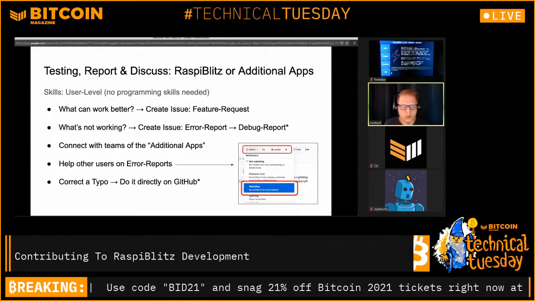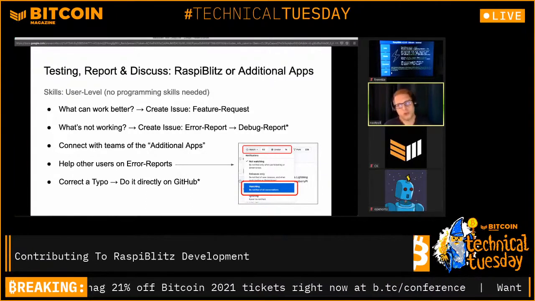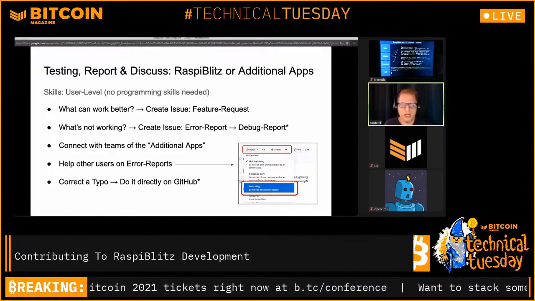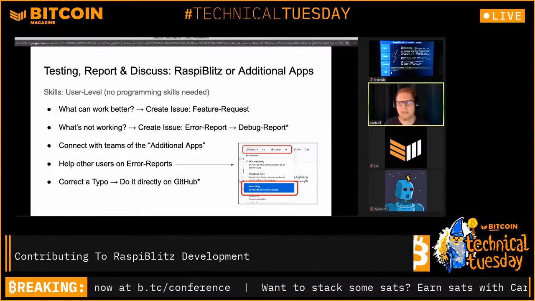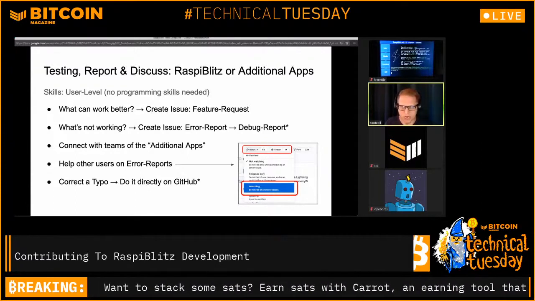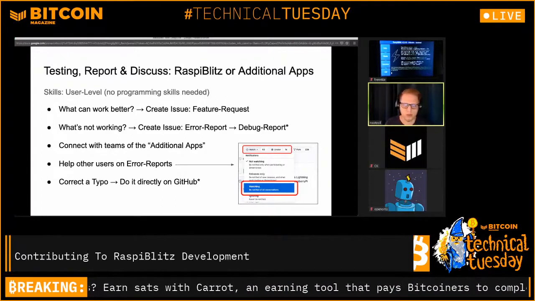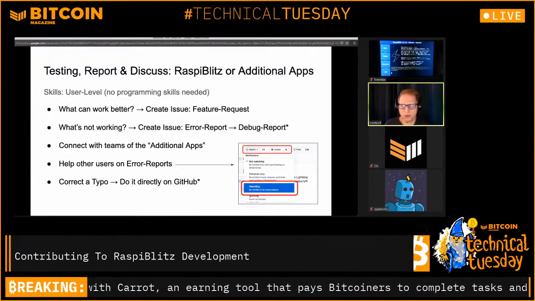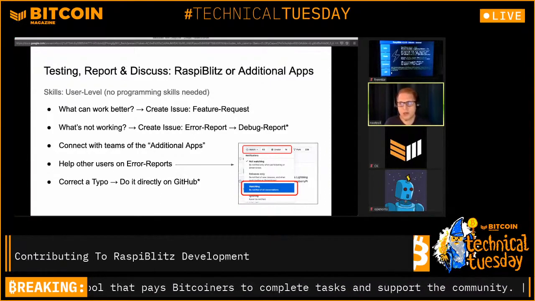So what you can do, of course, if you see something that could work better, and sure, there's a lot of stuff that could work better, please feel free to go to GitHub and create an issue. This is mostly a feature request: would it be nice if this could do that, or if this were changed in another way? You just describe what you saw and freely express what you'd like to see.